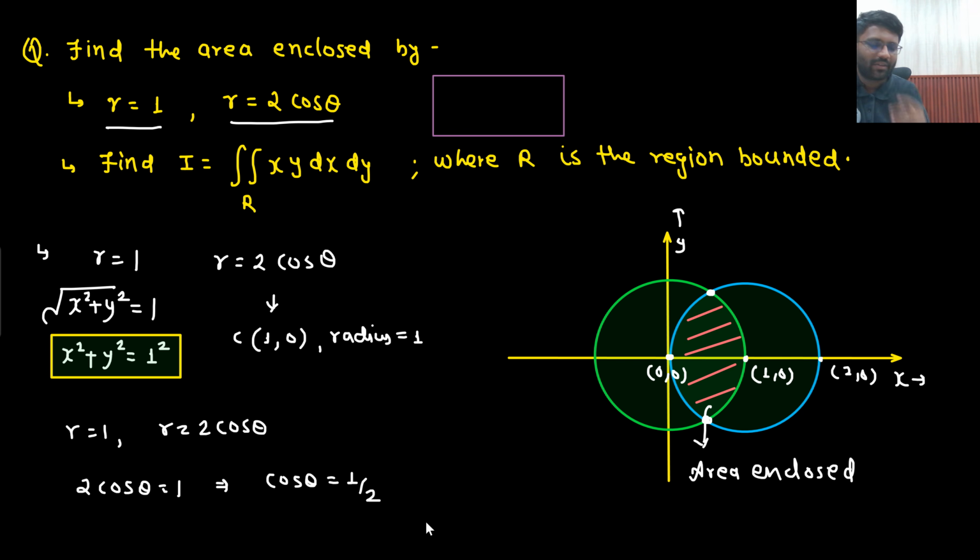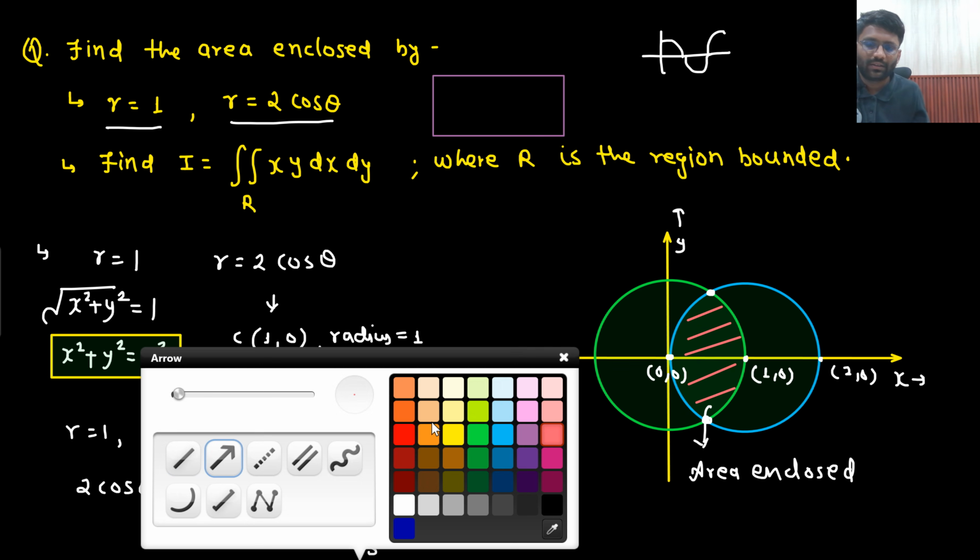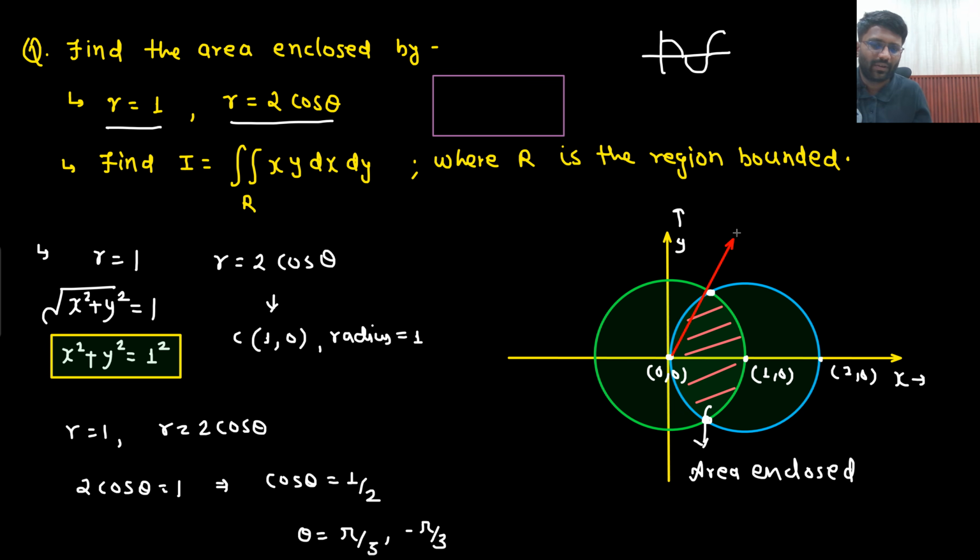What is the meaning of cos theta being 1 by 2? This is the graph of cos theta, no? So cos theta equals 1 by 2 means theta is plus pi by 3 and minus pi by 3. That means plus 60 degrees and minus 60 degrees. So this particular angle will be plus 60 here and downward it will be minus 60.